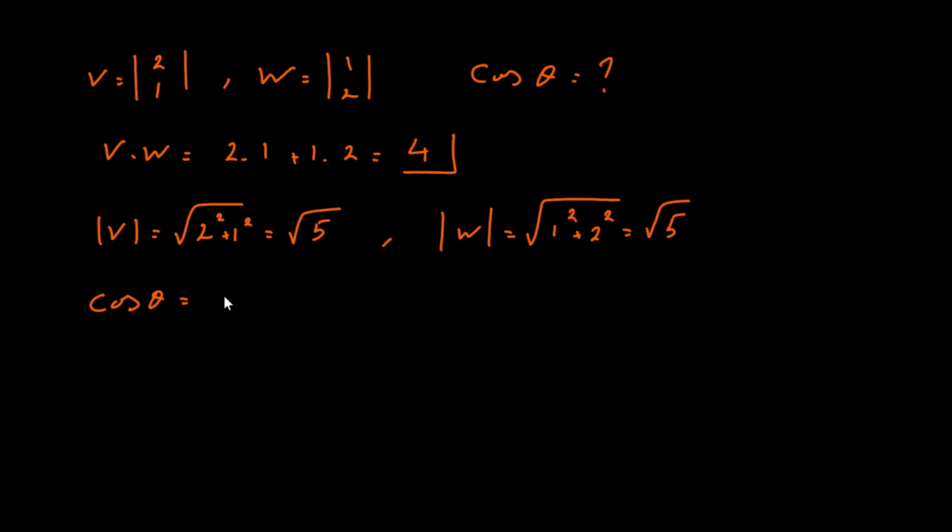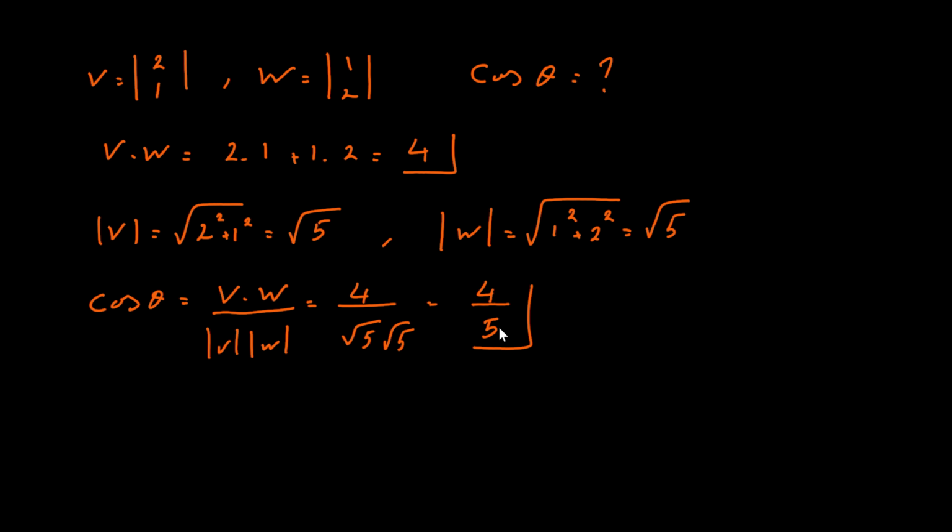Cosine of theta was v dot w over the magnitudes of the two vectors multiplied. So we had 4 as v dot w, the dot product, and then we have root 5 multiplied by root 5, and that gives us 4 over 5. So the cosine of theta is equal to 4 over 5. And then if we need theta, we can do the cosine inverse.